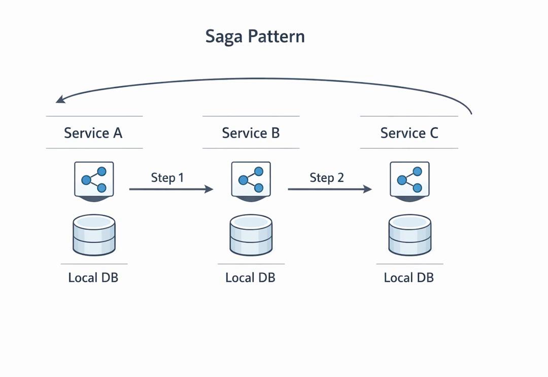At its core, a saga is a sequence of local transactions. Each local transaction updates a database within a single service and then publishes an event or message. This event then triggers the next local transaction in the sequence, potentially in a different service. Think of it as a chain reaction, where each successful step moves the overall process forward.